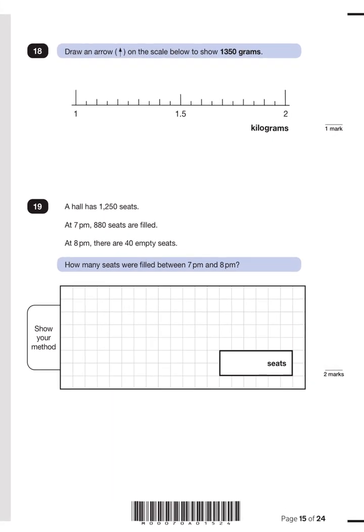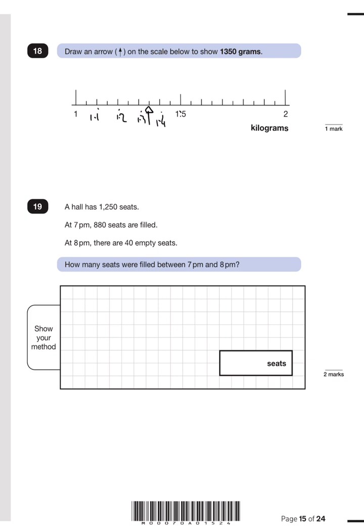Number 18. Draw an arrow on the scale below to show 1,350 grams. In other words, 1.35 kilograms. We've got 1 here, we've got 1, 2, 3, 4, 5. So I'm thinking this is 1.1, 1.2, 1.3, 1.4. We're looking for 1.35. And that's between 3 and 4. Halfway, that's over here.